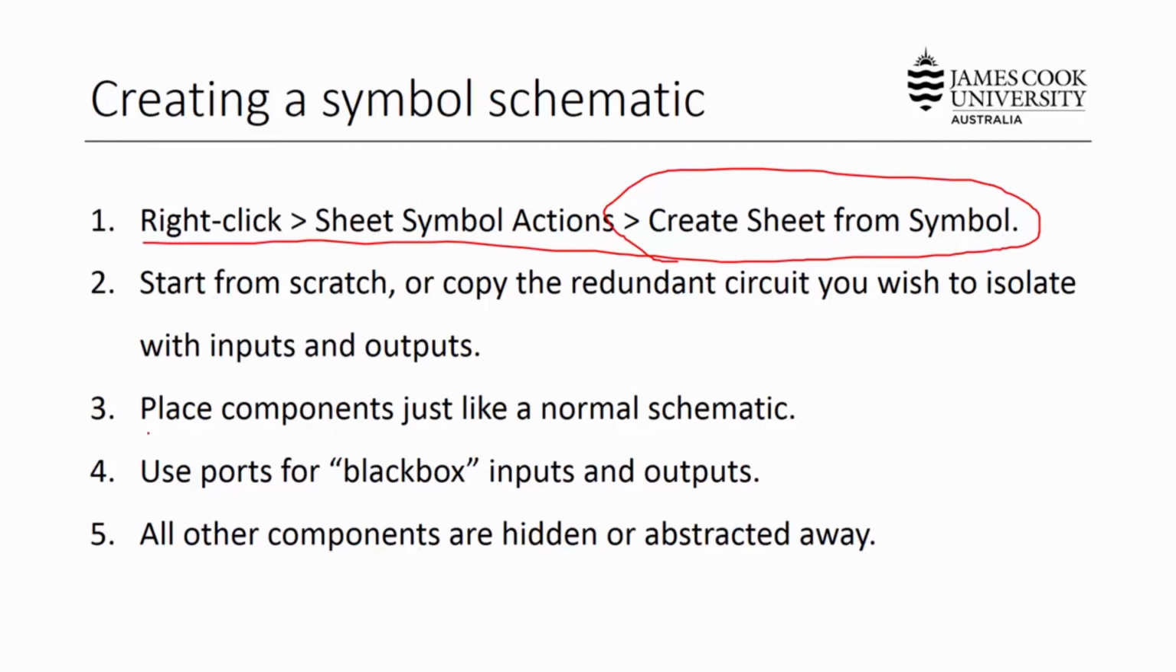And remember, when you're in this editor, it's just working like a normal schematic editor in Altium. You can place components just as if it was its own standalone schematic. The only difference will be when you actually need to label the inputs and outputs, you'll use these objects called ports that allow us to connect them to our sheet symbol. All other components will be hidden or abstracted away, and they won't be available to see when we're at our green level of the black box. So let's create the symbol schematic following these simple steps.